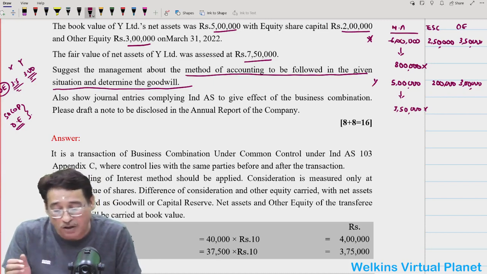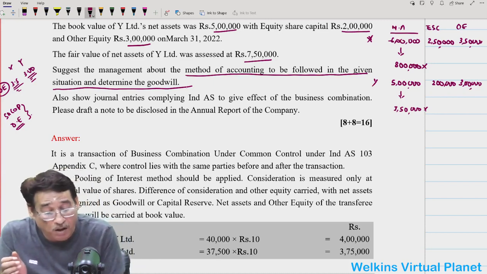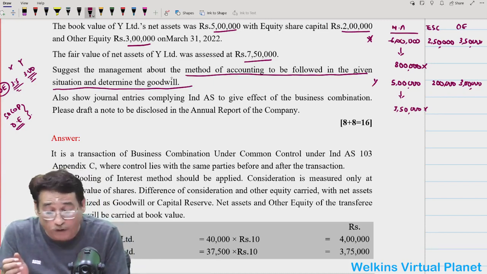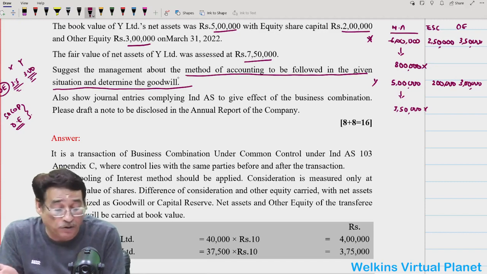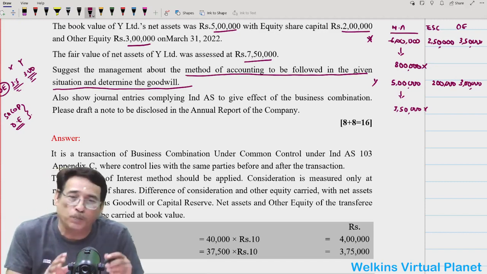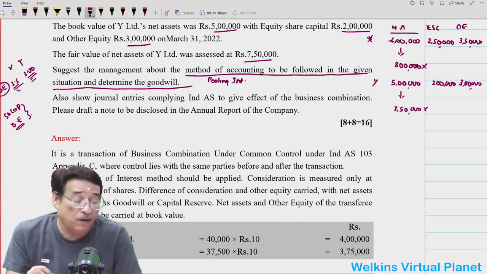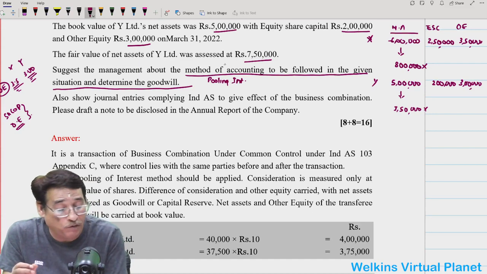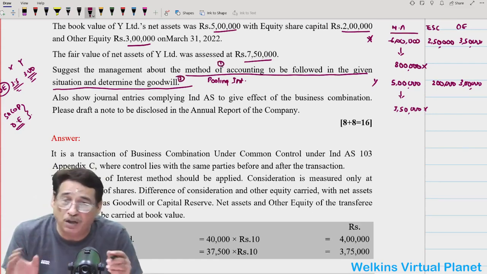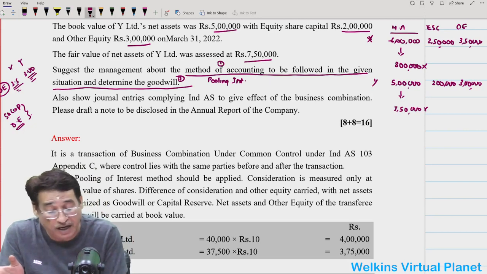So now the question is asking you the method of accounting to be followed in the given situation and to determine the amount of goodwill. So the method of accounting, of course, is the pooling of interest method. This will be answer number one. You will have to apply the pooling of interest method. Why? Because it is a case of common control. Second, we have to find out the goodwill. This is question number one, this is question number two. We have to find out the amount of goodwill and we have to pass the journal entries.